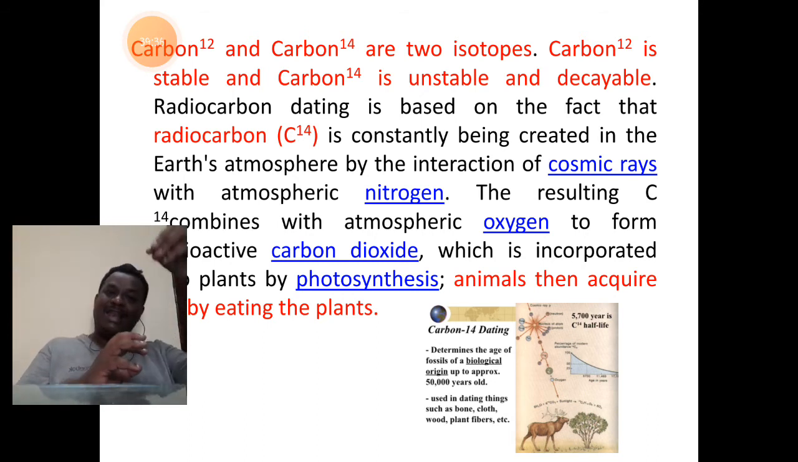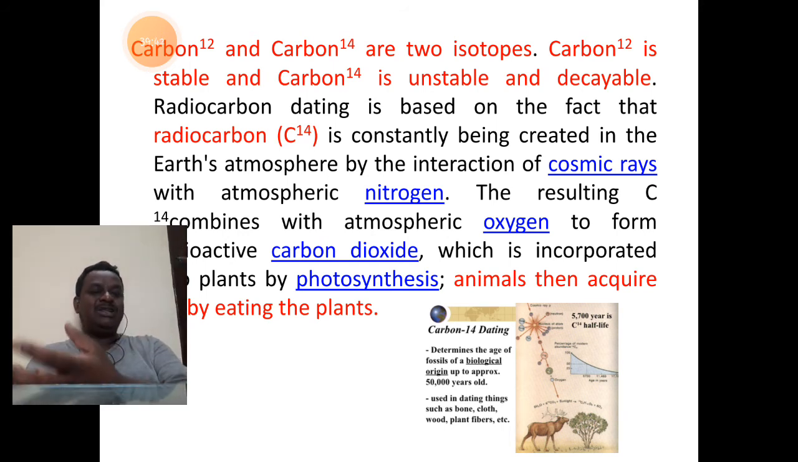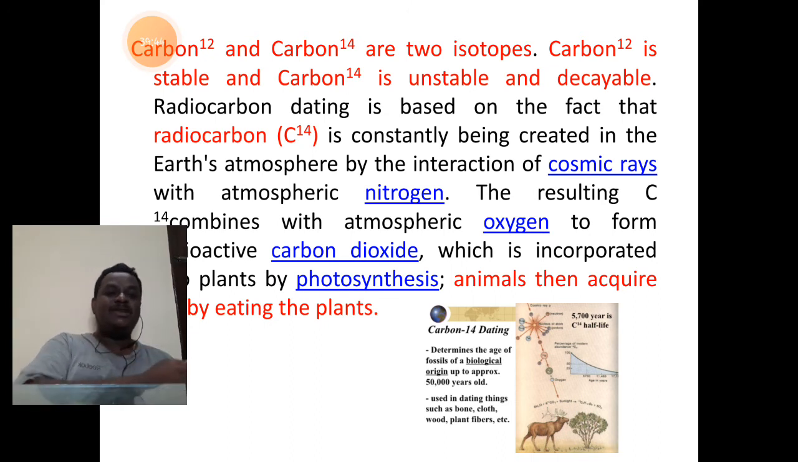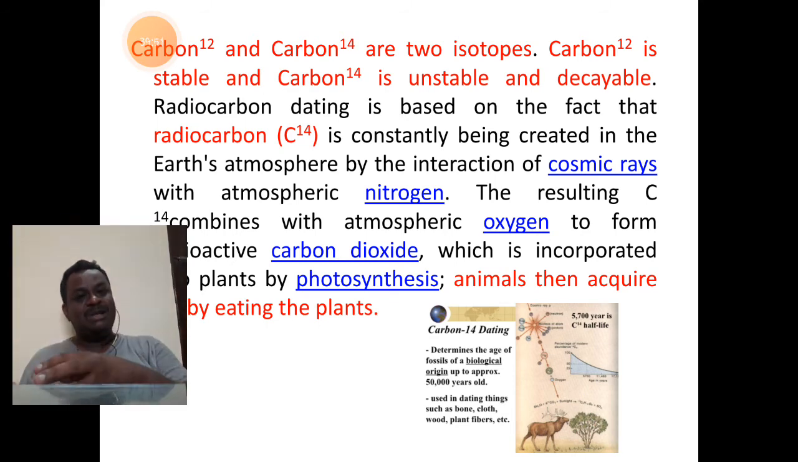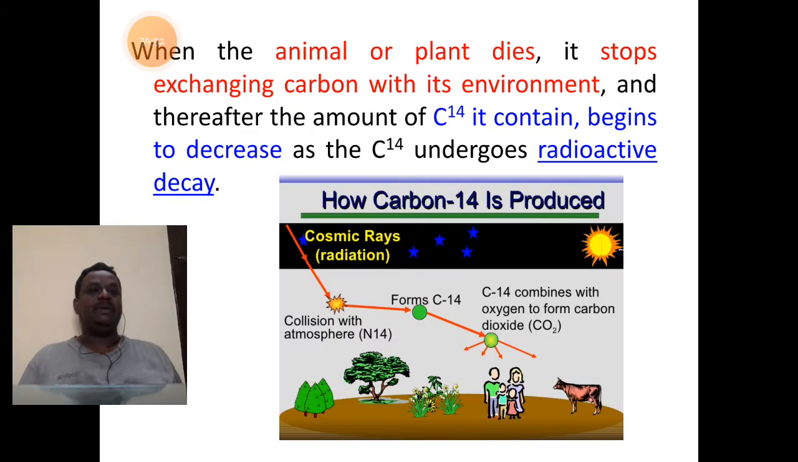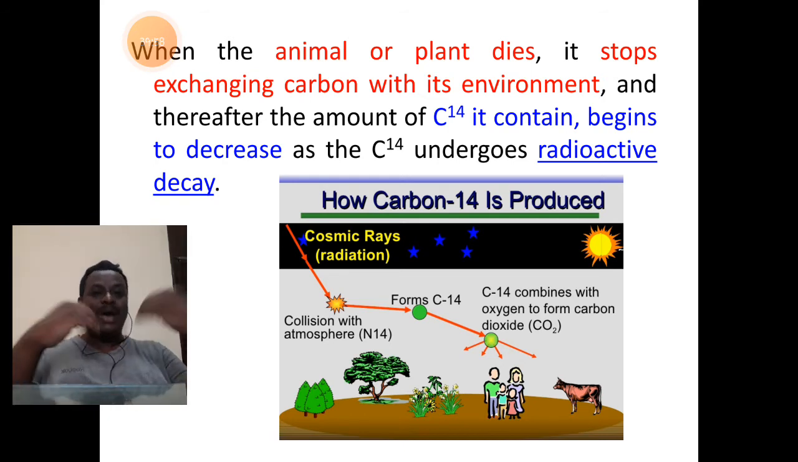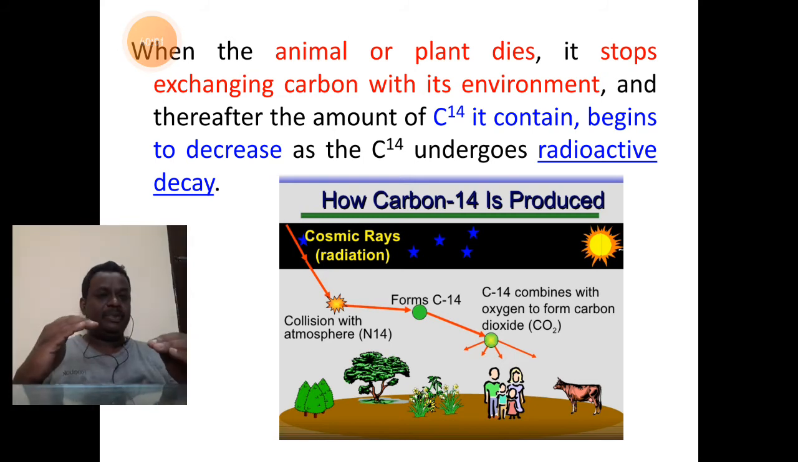So this will enter into the plants through the photosynthesis process, and the plants are then fed upon by the animals, so it enters into the animals also. Now C14 has entered into the animals as well as plants. When an animal or a plant dies, what happens to this C14? Now the acquiring of C14 will stop. Now C14 will start decaying.